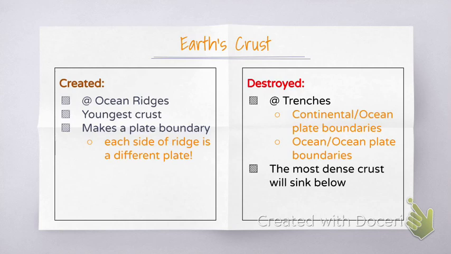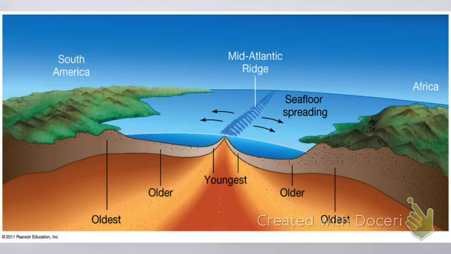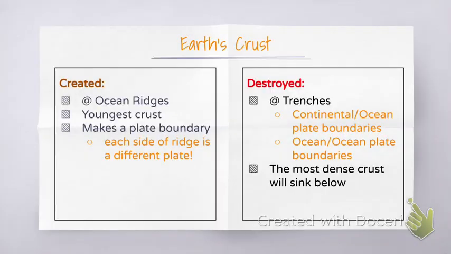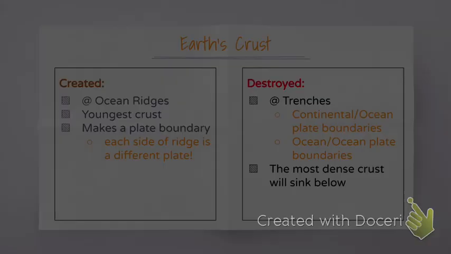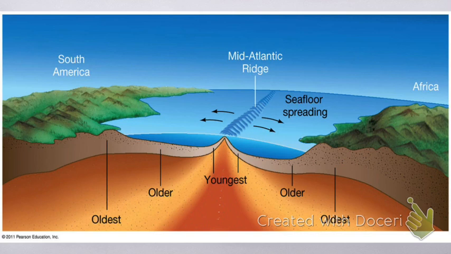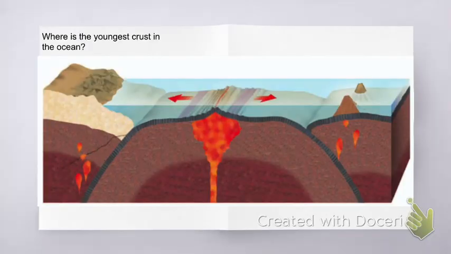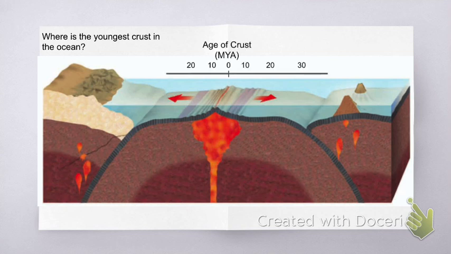Okay, the crust is destroyed in the trenches at continental-ocean plate boundaries and ocean-ocean plate boundaries, where you have subduction. The most dense crust is going to sink below. Here's a mid-Atlantic ridge where new crust is being created, just another model of what's going on. Where is the youngest crust in this model here? It's going to be the stuff that's closest to the ridge.